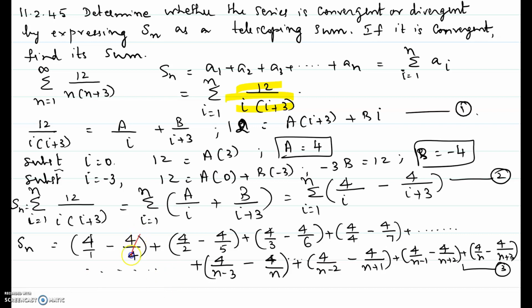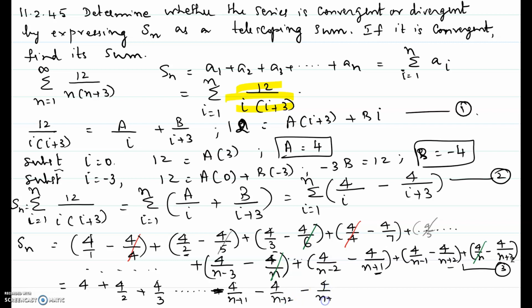So if you notice here, we have a negative 4 over 4, and the 4 over 4 and negative 4 over 4 will get cancelled out. So ultimately the first 3 terms will remain, which are 4, 4 over 2 and 4 over 3. In the same way, we will have 3 remaining in the last terms: negative 4 over n plus 1, minus 4 over n plus 2, minus 4 over n plus 3, because of its telescoping nature.